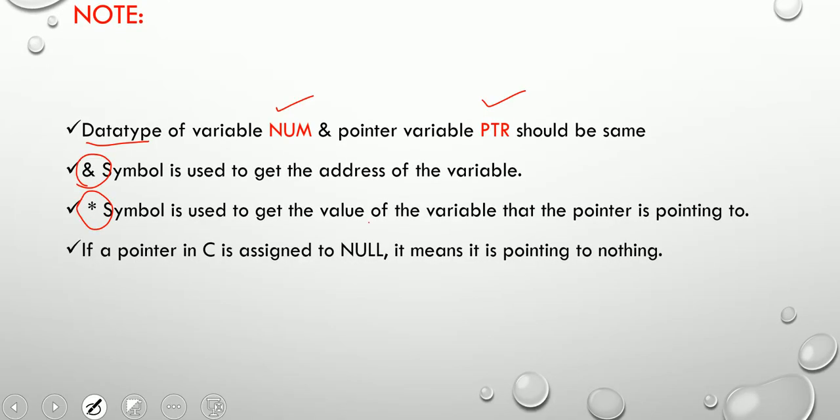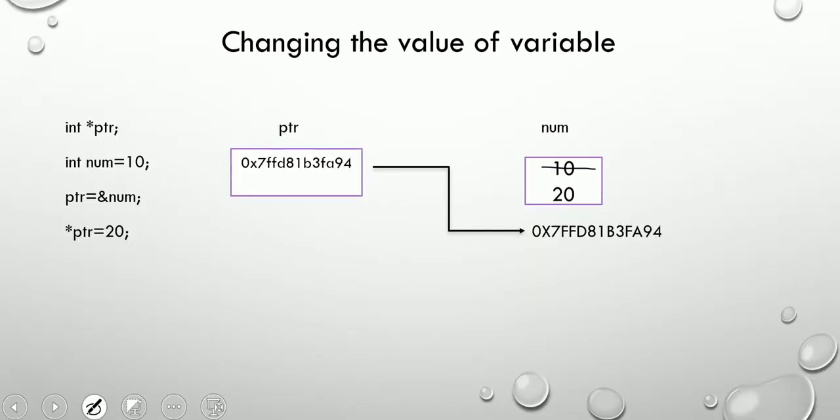So in case the pointer is assigned to null, it means that the pointer is pointing to nothing. Okay, so can we change the value of a variable using the pointer? The value of the variable, in the sense, this number. Now we have the variable num. What is the value of num? That is 10 initially. Okay, and what are we doing next? We are assigning the address of num into the pointer. So what will happen? The pointer will point to the address, right? The pointer will have the address of this one.